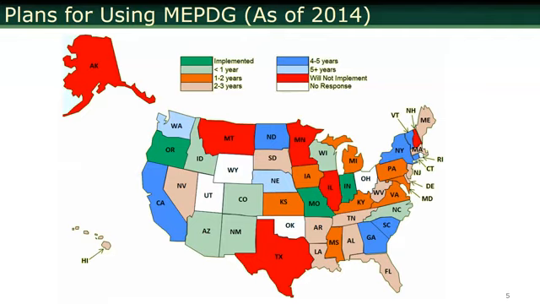What you're seeing is the plans for using MEPDG. There was a survey back in 2014 on plans for using MEPDG throughout the United States. Some of the states already implemented. Some of the states were considering implementing, though this is 3 years ago. Some of them said we are not going to do it, and some said we will do it maybe 2, 3, or 4 years from now. So right now, it's not exactly clear what's going to happen in the whole United States.